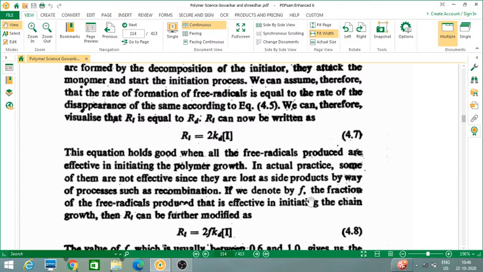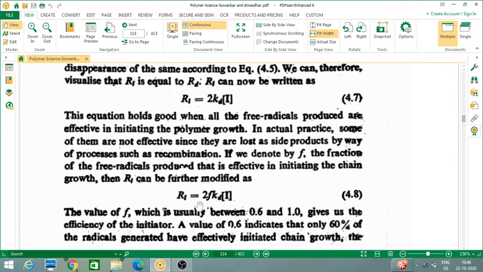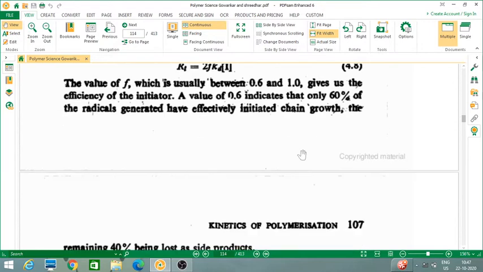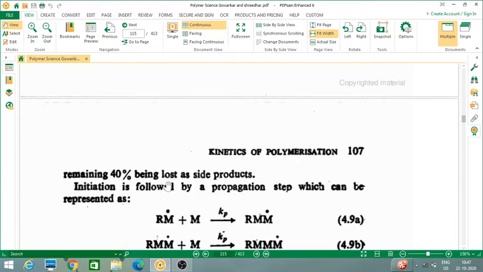If we denote by F the fraction of free radicals produced that is effective in initiating the chain growth, then Ri can be further modified as Ri equals 2 times F Kdi. This F is the fraction of the free radicals produced that is effective in initiating the chain growth. This value of F is between 0.6 to 1. This gives us the efficiency of the initiator. The value of 0.6 indicates that only 60% of the free radicals generated have effectively initiated chain growth, the remaining 40% being lost as side products.